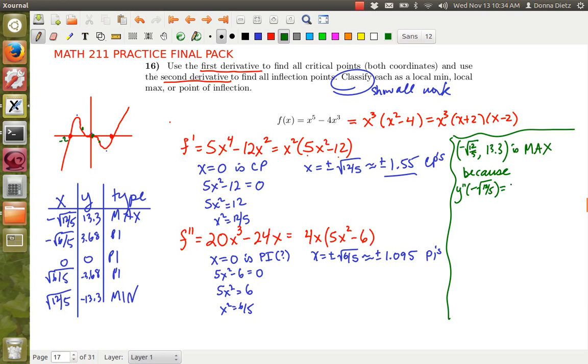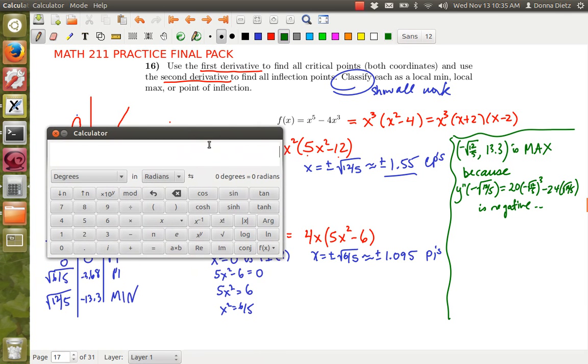So it is 20 times minus square root of 12 over 5 cubed minus 24 times minus square root of 12 over 5. I'm having trouble with my technology here, putting it in. There we go. If you type that into your calculator, this should be negative. Now you need to write that out. Maybe I'll just go ahead and calculate this.